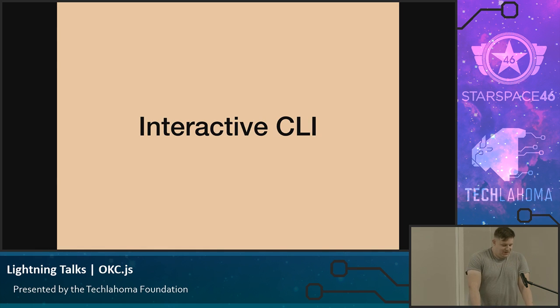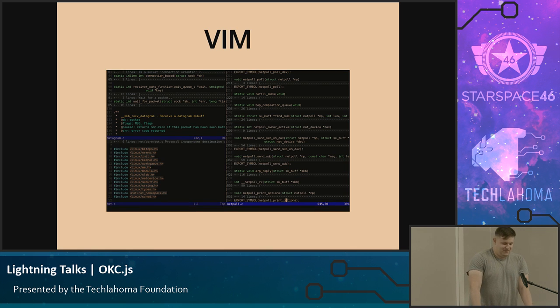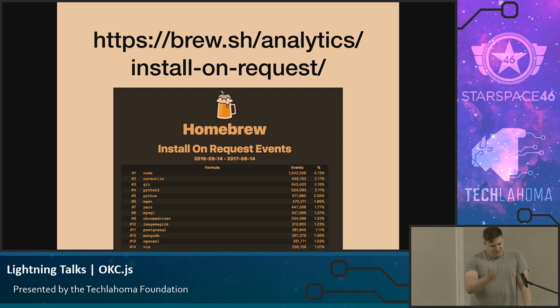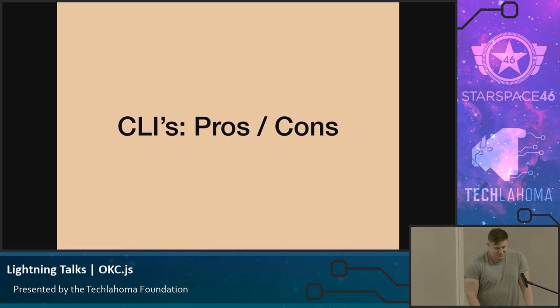Then you have interactive CLIs, which I feel blur the lines on CLI, like Vim or Emacs, where you kind of have a graphical user interface, but not really because you're just putting text in. I don't know. And somebody else on the internet pointed out that if you go to Homebrew, you can view this analytics page and see the most popular command line tools, which is obviously Node at the top. I don't know why Python's on there. That's weird. Probably a mistake. Just kidding. So, looking at some of the pros and cons of CLIs.